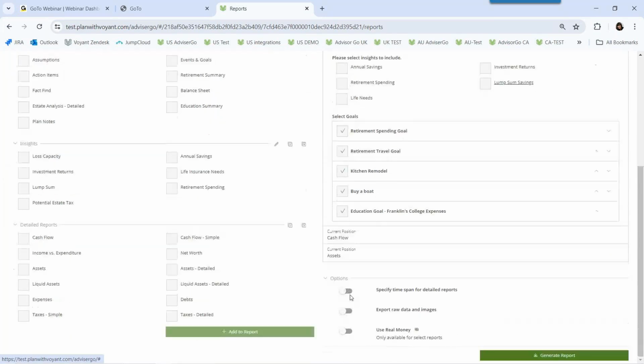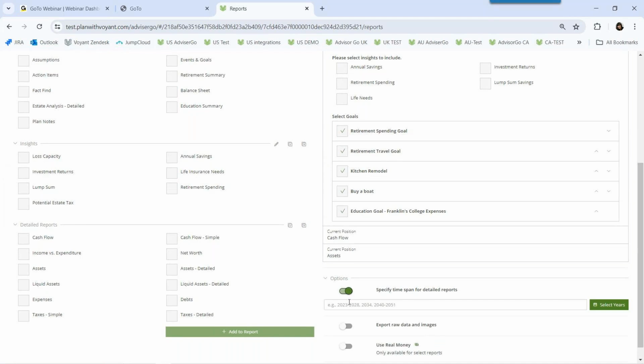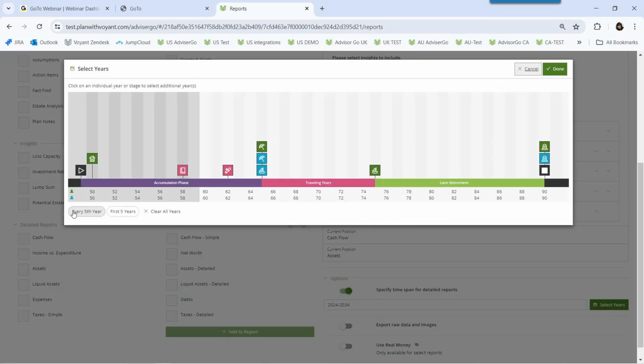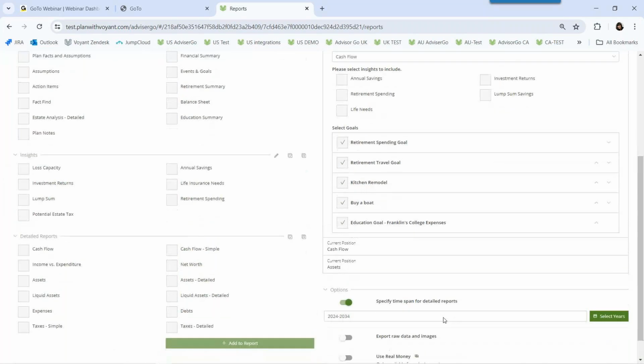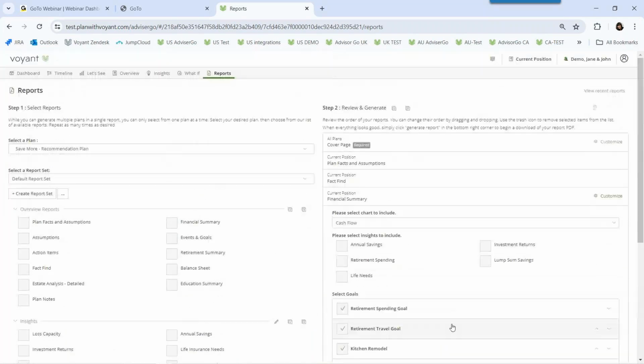And then if you have a client who is really early in the planning phase, maybe you don't want to show 50 years of cash flow, detailed reports year by year. Maybe you want to do just the next 10 years. You can put in a time span of 2024 to 2034, or you can go to select years and do every fifth year or the first 5 years and make a more simplified report, so that you're not dealing with many, many pages of cash flow planning data that might change far into the future.